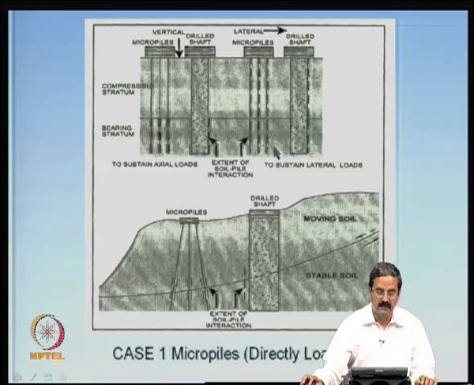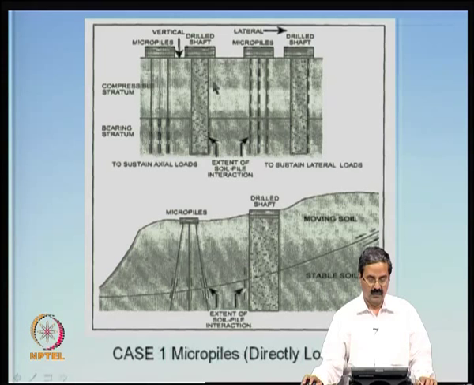This is another important difference that I think I should highlight to you: micropiles can take vertical loads as well as lateral loads. Normally, particularly in the US, we call them drill shafts. The big diameter, say for example 2 meters or 1 meter, we call it a drill shaft.